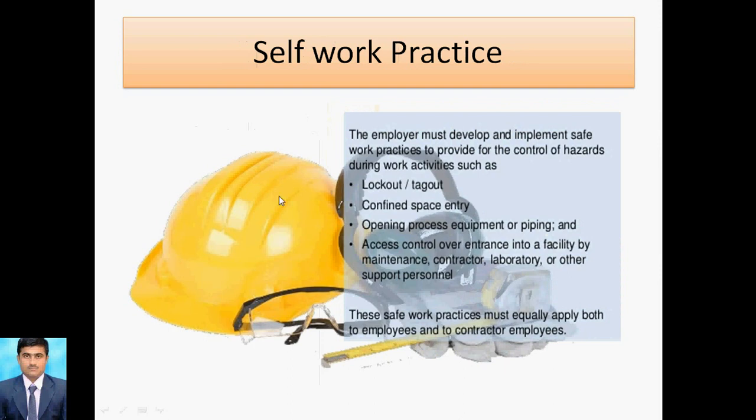Now the next element is safe work practice. As per the experience, or as per the requirement, we can implement various activities for controlling hazards. These include lockout/tagout, confined space entry, opening process equipment or piping, and control over entrance in maintenance, contractor, laboratory, or other support personnel. These safe work practices should be applied to both employees and contractors. So this is the scenario for safe work practice.